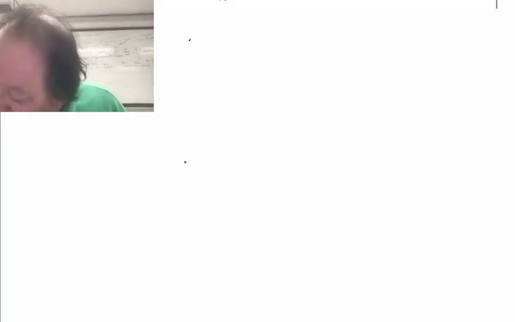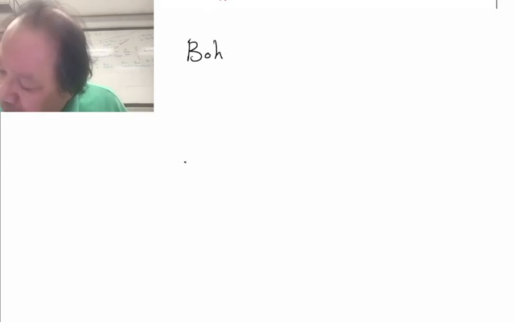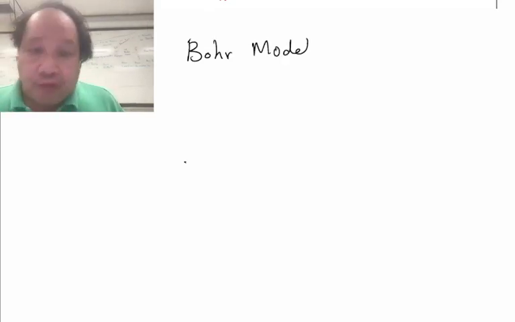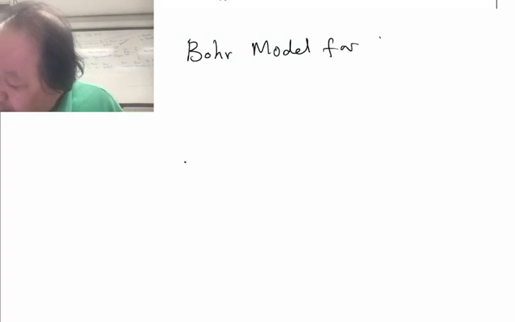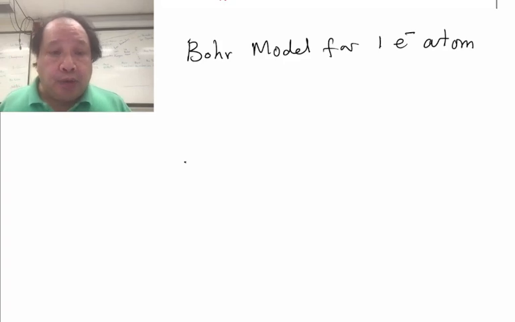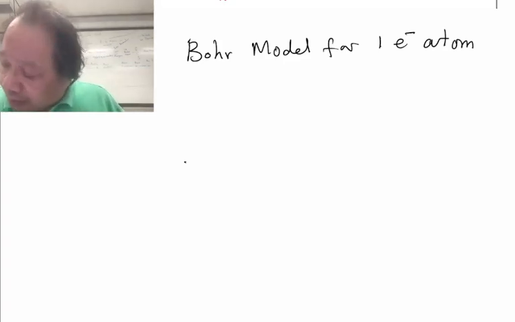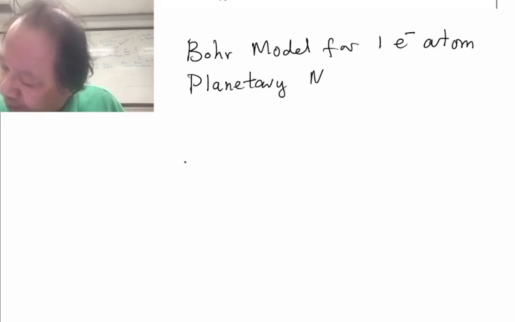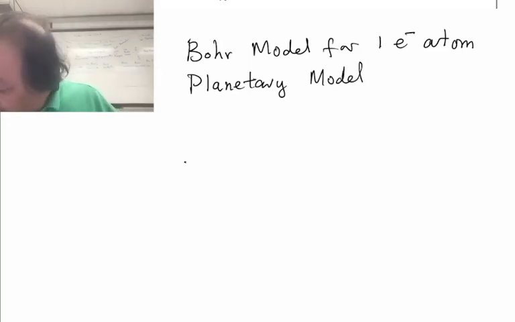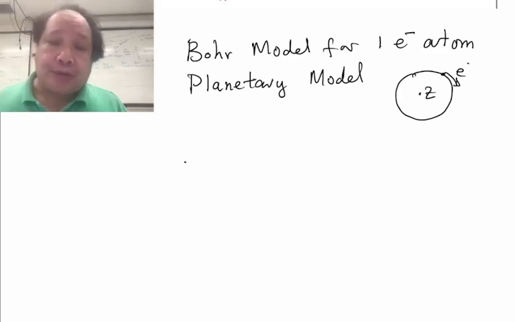Hi. Today we're going to discuss the Bohr model for the one electron atom. And Bohr developed this theory when at that time the atom was thought to obey the planetary model. So here's the planetary model. There's the nucleus, and the electron is in an orbit around it.